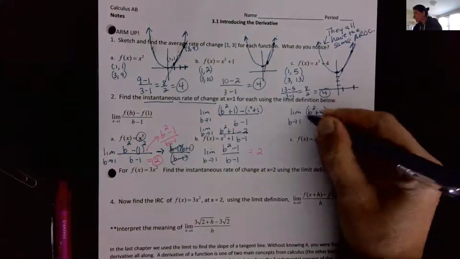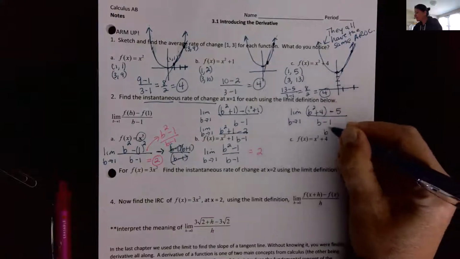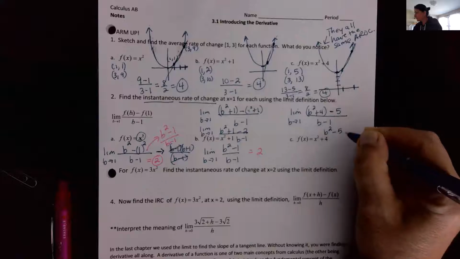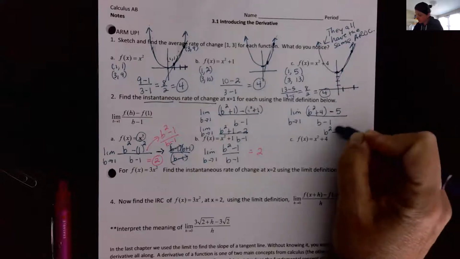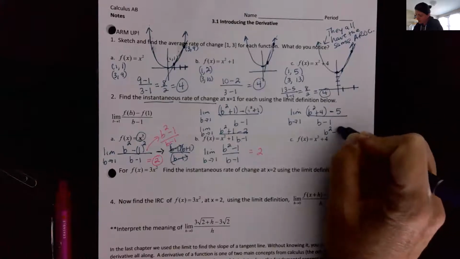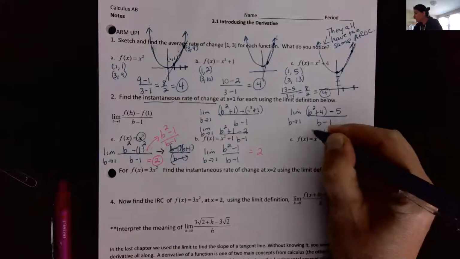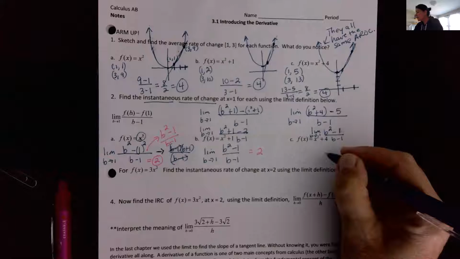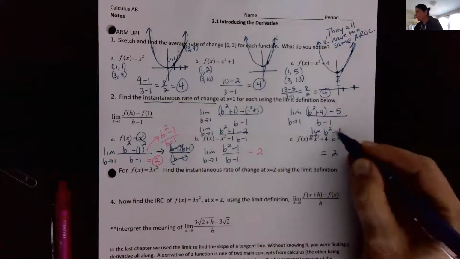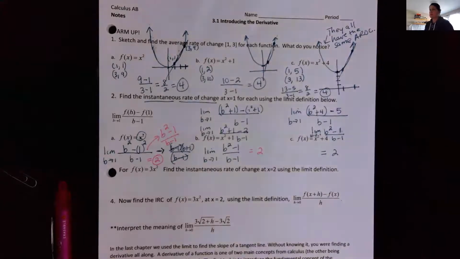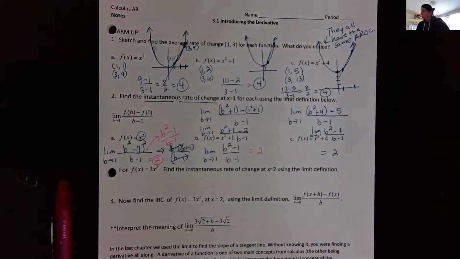So what ends up happening, again, if I simplify the numerator, minus 5 minus 1 is the same thing. Okay. So I end up again with 2. I'm going to do b minus 1, b plus 1 divided by b minus 1, and you are at the same answer. Okay.